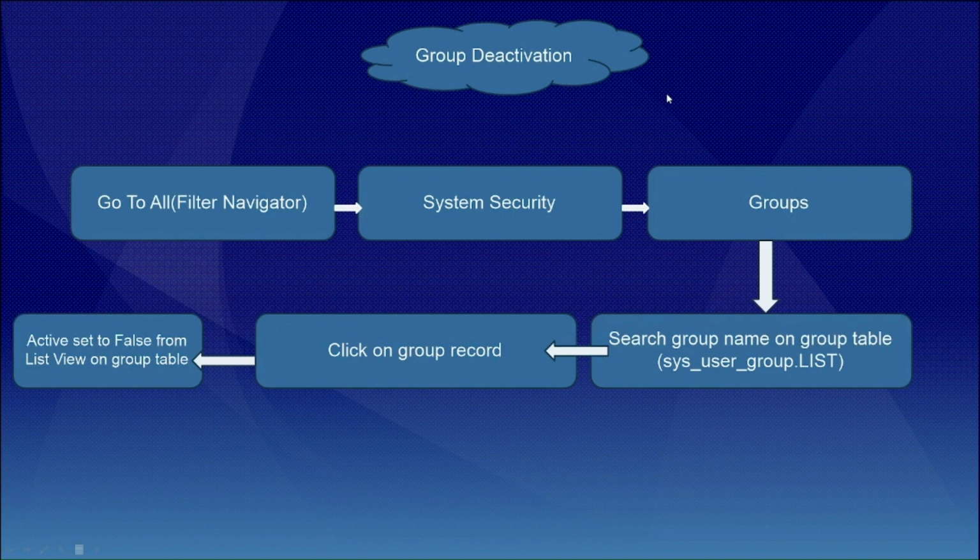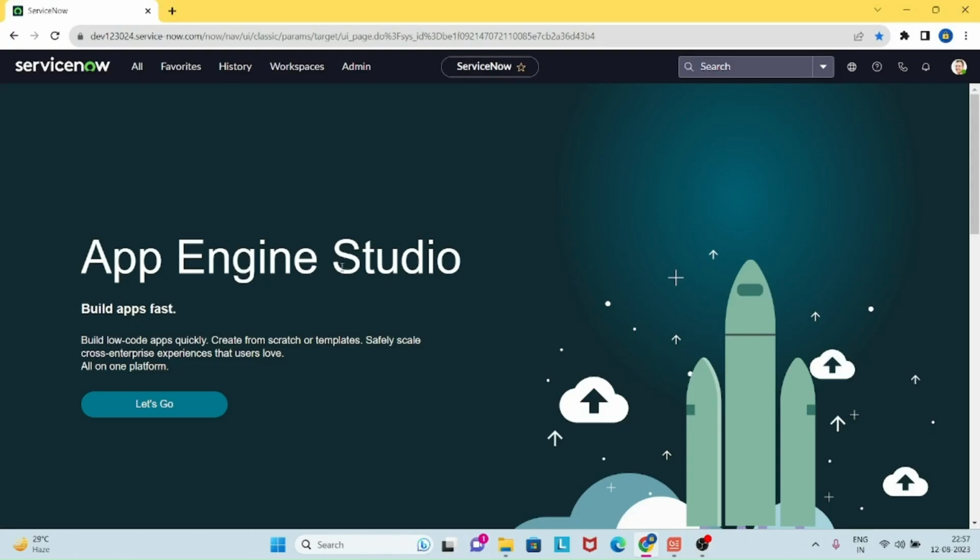Fifth point, how can we deactivate the group? Just go to All, type system security, and you can see the group modules. Open the group module, and you can see the group records of the group table. You need to put the group name which you want to deactivate. Then you just click on Active, set to false, from the list view on the group table. So how can we do this? Let's move to the practical point.